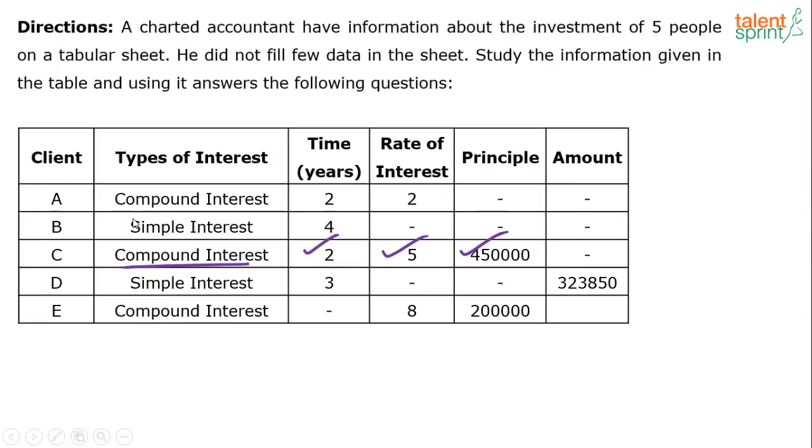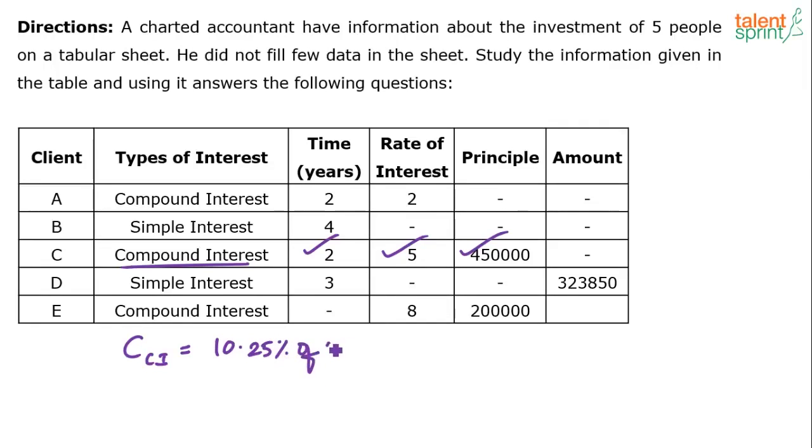Now here comes the concepts of CI and SI. If you are not thorough with the concepts of CI and SI, you will not be able to answer the questions. How much will be the CI for client C? How do you calculate compound interest? We use the effective percentage concept, A plus B plus AB by 100. So rate of interest is 5%, time period is 2 years. What was the total interest? 5 plus 5 plus 5 into 5 by 100, 10.25%. So CI for client C will be 10.25%.